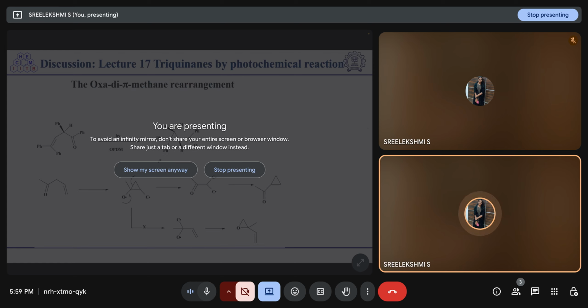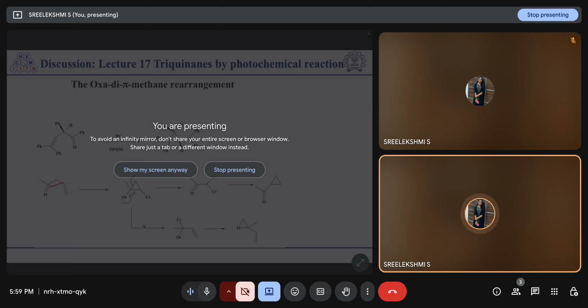Now, the oxa-di-pi-methane rearrangement: this compound, when we are treating with photochemical condition, a cyclopropane ring is forming. So, how it is happening? First, this O radical will form, and here also one radical is forming. So, here also radical will form. These two will combine to form this compound.